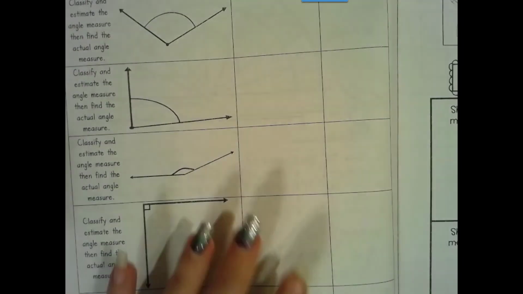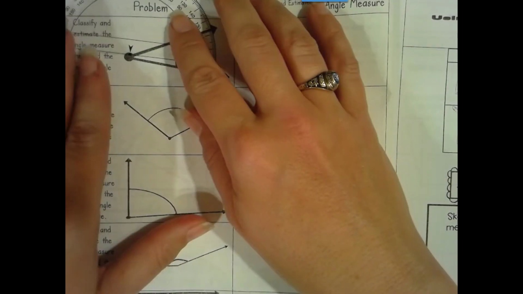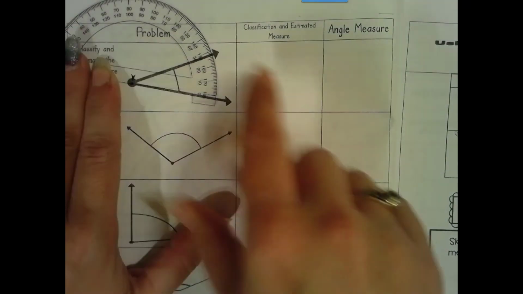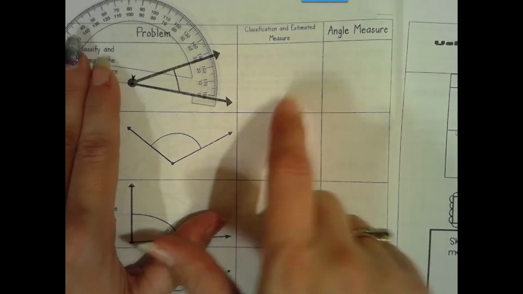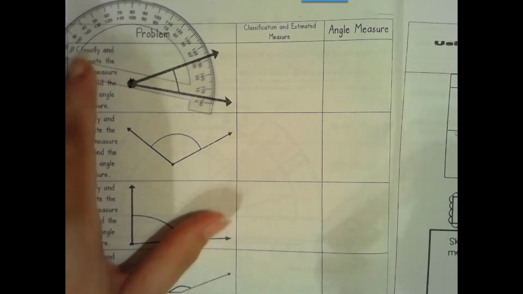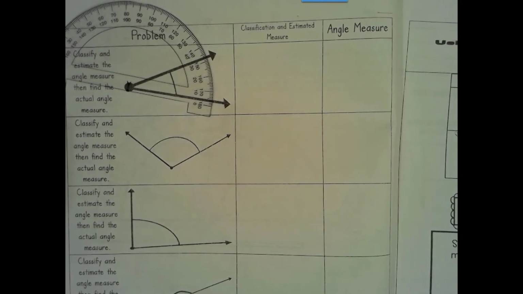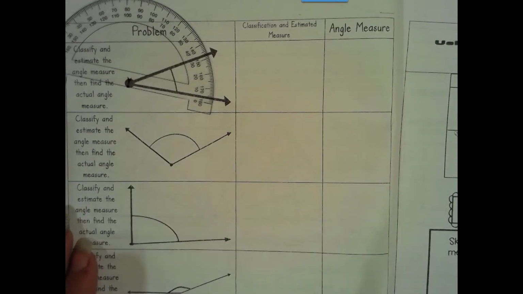So what you're going to need to do is take your protractor and measure each of these angles, figure out the degree measure and the classification, what you estimate it to be, and the actual measure. Okay, and then come back and check your answer with me after you've tried this page. Don't just copy this down. I want you to try it on your own.